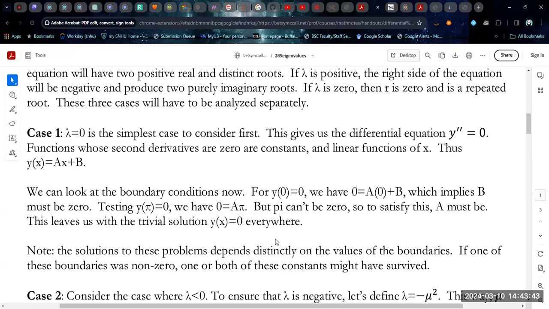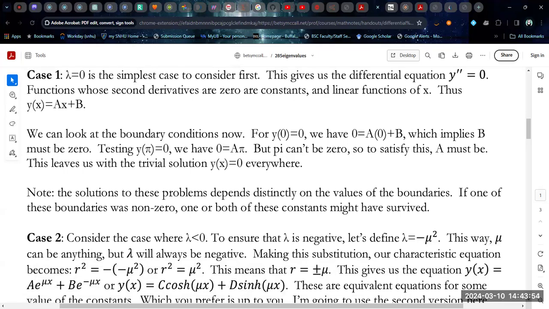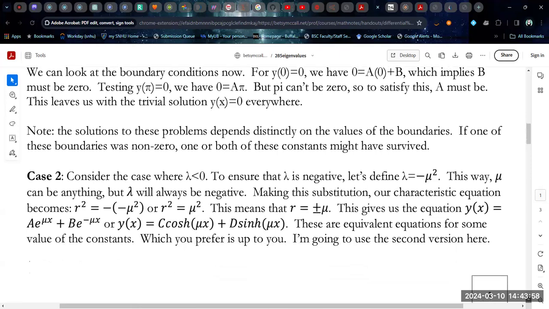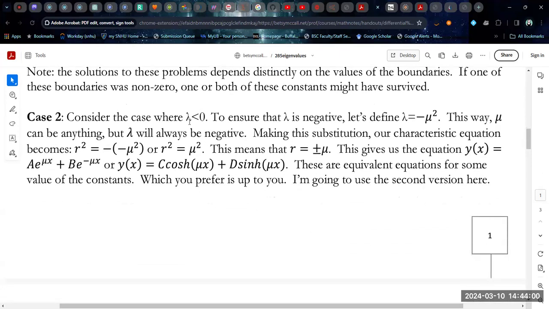And so when lambda is 0, we're left with just the trivial solution. The only way that we can get a straight line to go through 0 twice is to make the whole line 0. So this is, again, a valid solution, but it's boring. So let's consider the case where lambda is negative.